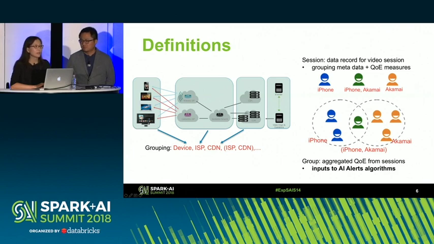And then sessions are just data records for the specific video session. It contains grouping metadata and the QE measurements. And the sessions can be grouped together based on their grouping metadata. For example, all the people watching video on iPhone can belong to the same group of iPhone. And their QE metrics can be aggregated to generate the group level QE metric. So the groups are just defined as the aggregated QE metric from all the sessions. And the groups are actually the inputs to the AI alert system.